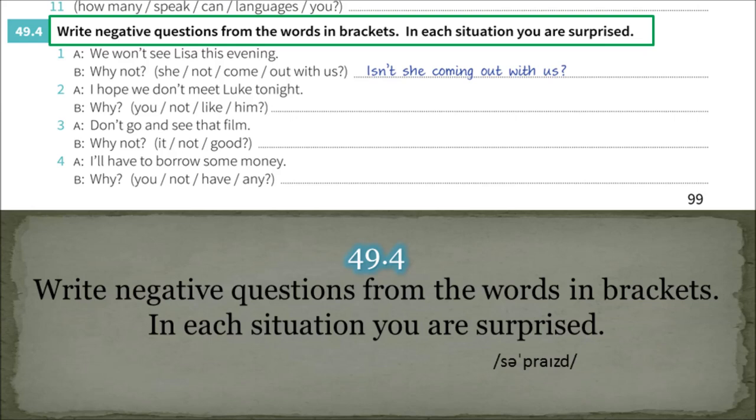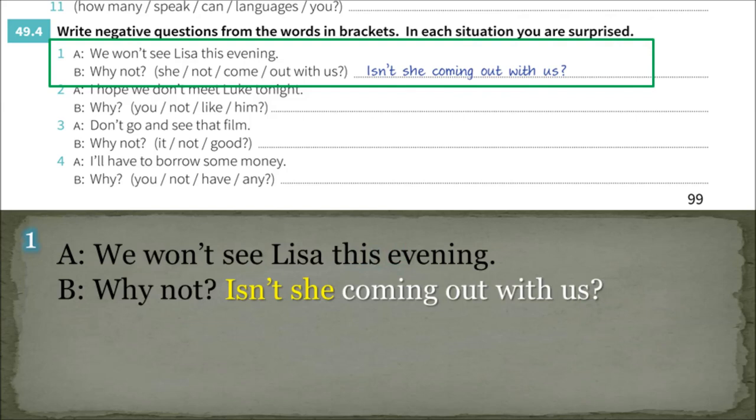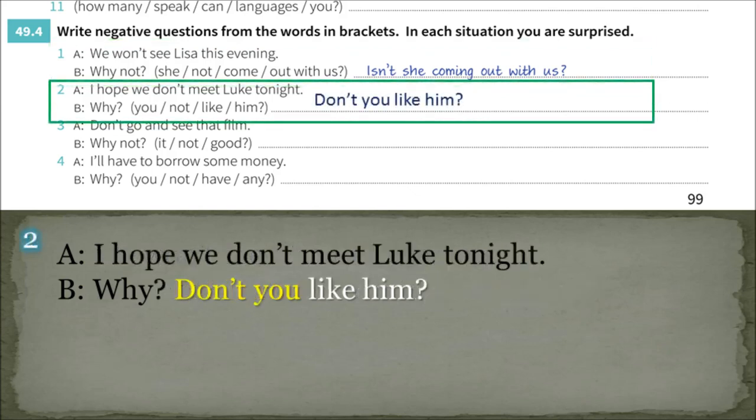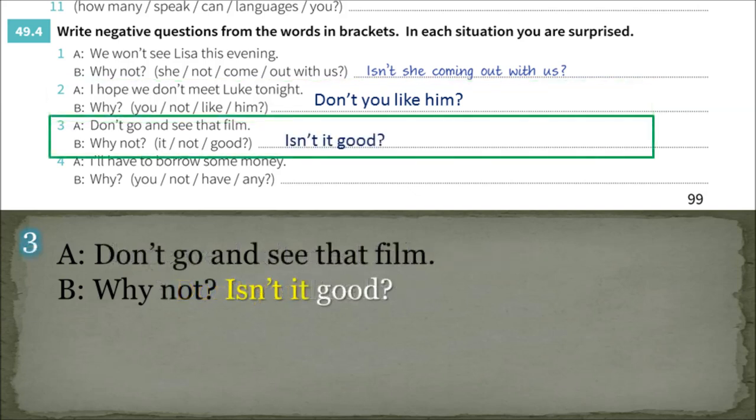49.4. Write negative questions from the words in brackets. In each situation you are surprised. We won't see Lisa this evening. Why not? Isn't she coming out with us? I hope we don't meet Luke tonight. Why? Don't you like him? Don't go and see that film. Why not? Isn't it good?